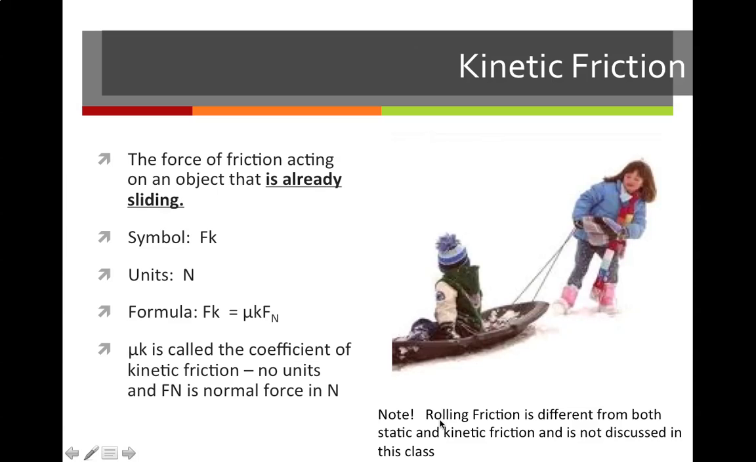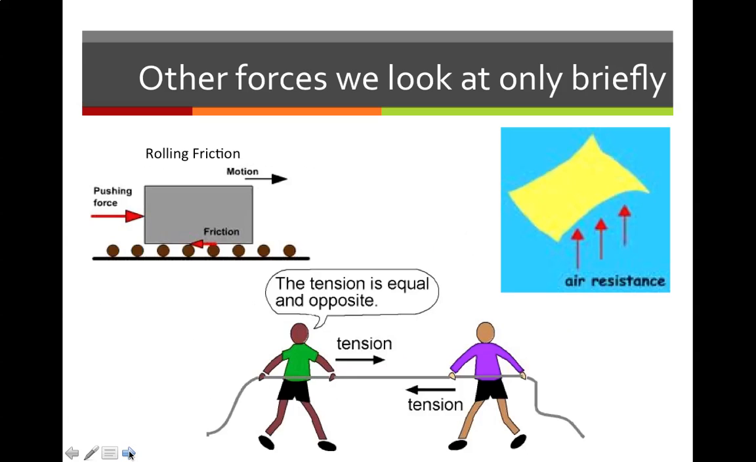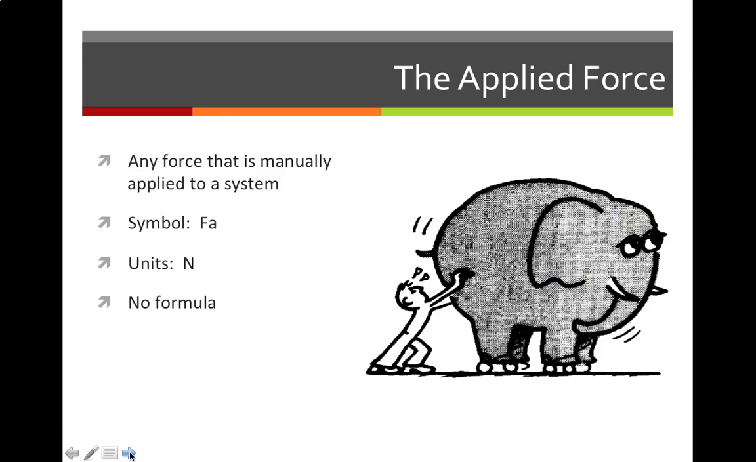There is another type of friction that we don't really deal with called rolling friction. And you can imagine that if you had something sliding versus something rolling, the amount of friction is a lot less on rolling. But we don't calculate rolling friction in high school. So we do talk very briefly. Tension is another force, air resistance. We don't do much with these. We'll do a lot more with the other types of forces.